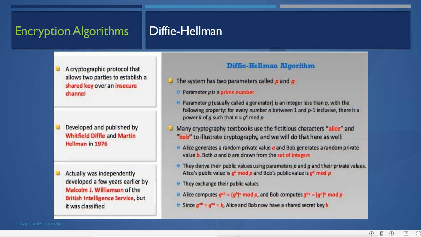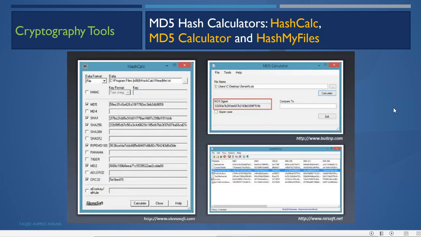Now these are the tools we have for doing hashing. We have MD5 hash calculators: HashCalc, MD5 Calculator, HashMyFiles. These are different tools to calculate MD5 hashes, or different hashing algorithms also. HashCalc calculates all the other types of hashes too. Then we have cryptography tools for mobile also, like MD5 Hash Calculator, Hash Droid and Hash Calculator. These are for mobile devices.